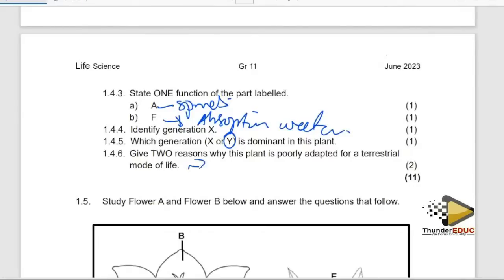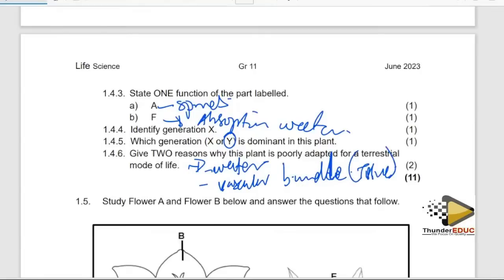Give two reasons why this plant is poorly developed for the terrestrial environment. First of all, it requires water for reproduction to take place. Water must be present for the reproduction to take place. Number two, it does not have a vascular bundle. Sometimes you call it vascular tissue. We're talking about xylem and phloem. You understand? They don't have the xylem and phloem.